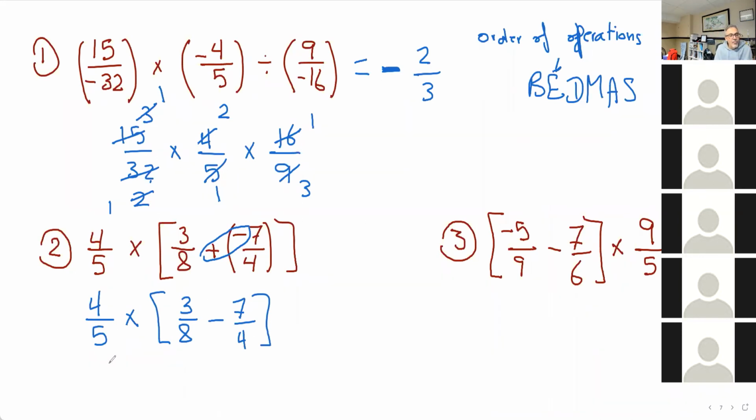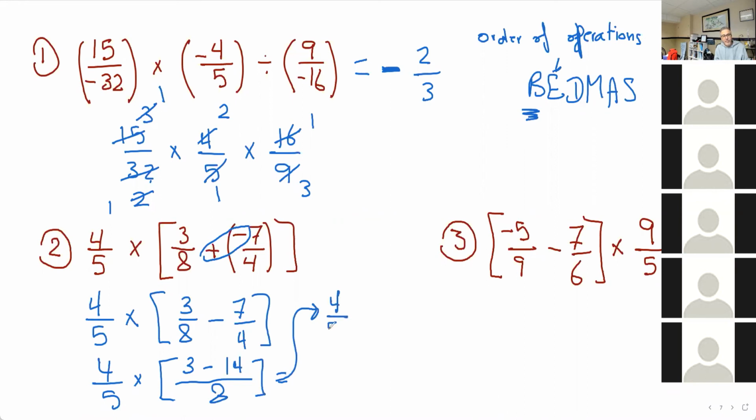Now we have 4 over 5 times, we have to do what's inside the brackets first, because that's what that's saying. And inside the brackets, we have fractions that are subtracted. So we do common denominator is 8. 8 divided by 8 is 1. 1 times 3 is 3 minus 8 divided by 4 is 2. 2 times 7 is 14. So that's what we have there. And this, I'm just going to bring it to the top here, will be 4 over 5 times 3 minus 14 is negative 11 over 8, which equals, now can we reduce this way?